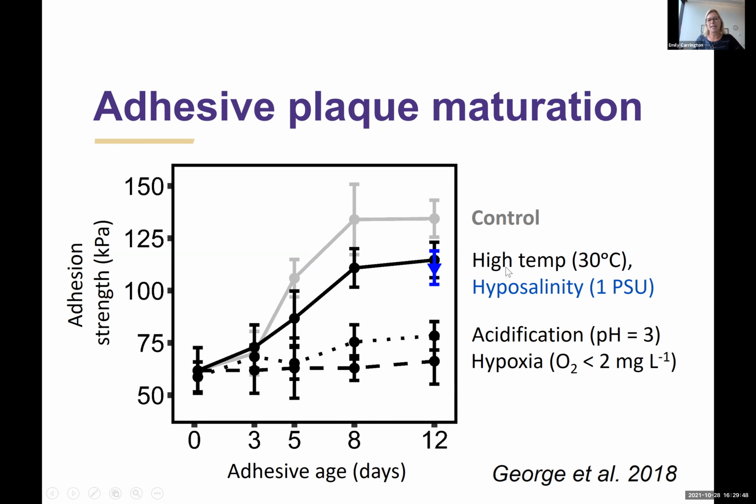If you put them in high temperature or low saline water, you pretty much get the same pattern. It might look a little different, but they're not statistically different. The real big differences that we see are when we see low pH water or low dissolved oxygen water. What happens is, yes, they make this adhesive, but it's never able to get the crosslinks necessary to achieve that high strength.